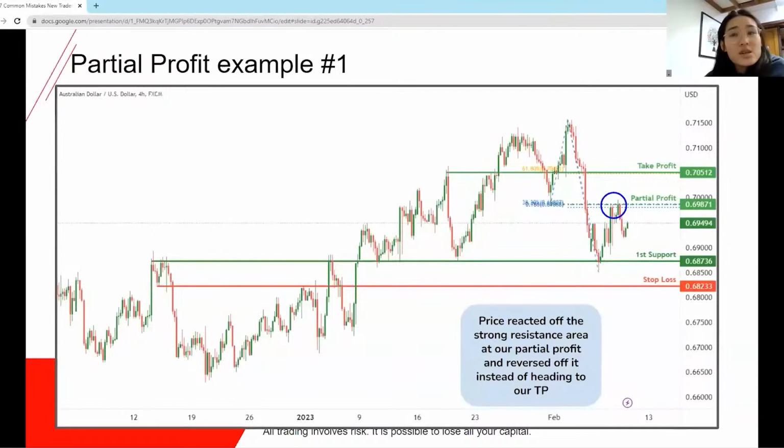So you can see this is what happened in the end. Price really reversed off of our major confluence area because of the strong resistance area at our partial profit, and reversed off it instead of heading towards our take profit.